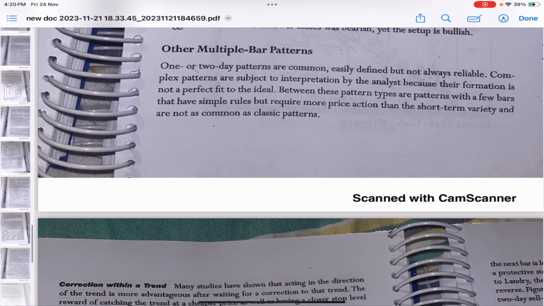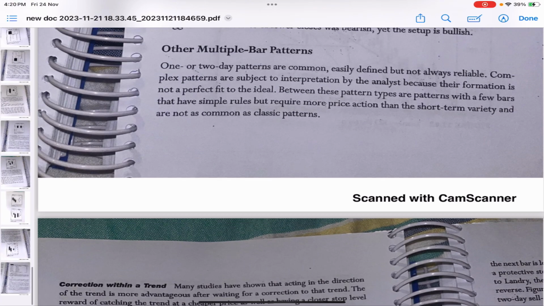Other multiple bar chart patterns. 1 or 2 day patterns are common and easily defined, but they are not always reliable. Complex patterns are subject to interpretation by the analyst because their formation is not a perfect fit to the ideal. Between these pattern types are patterns with few bars that have simple rules but require more price action than short term.